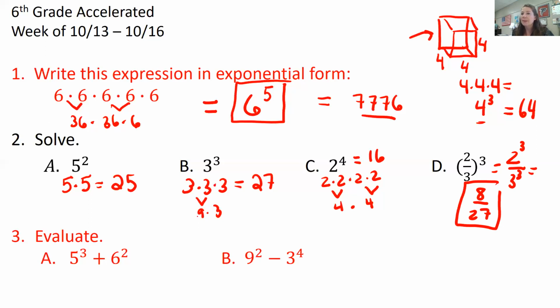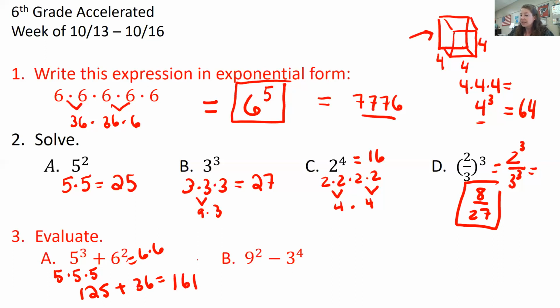All right, so number 3, it wants us to evaluate. So we're going to think, okay, what is 5 times 5 times 5? 5 times 5 is 25, and 25 times 5 is 125, plus, what is 6 squared, or 6 times 6? 6 squared is 36. So finally, we're going to add 125 plus 36. Oh, I didn't clear my calculator. 125 plus 36 is 161.